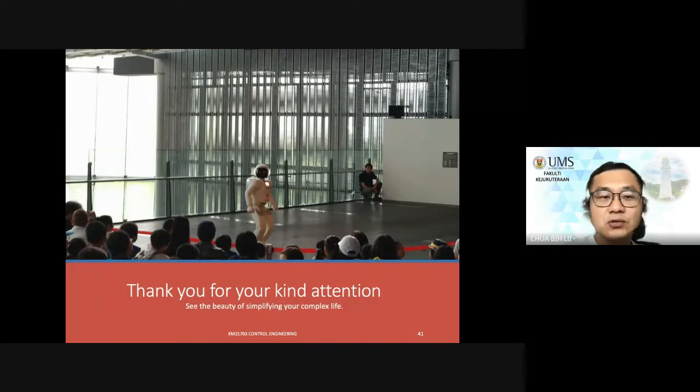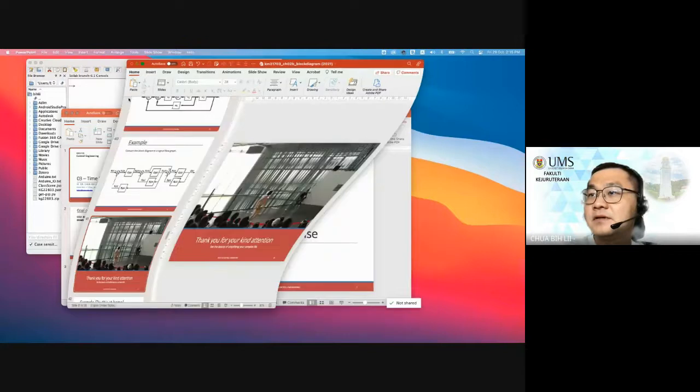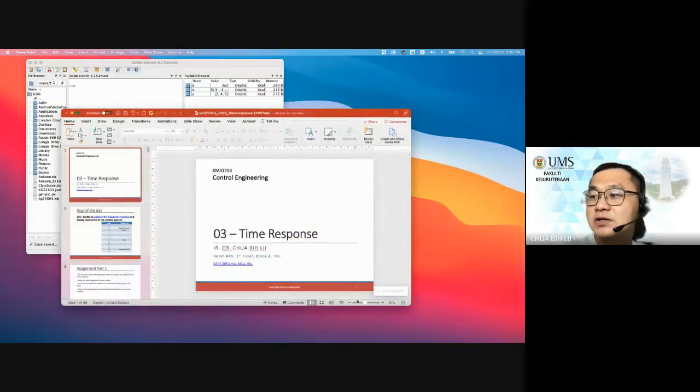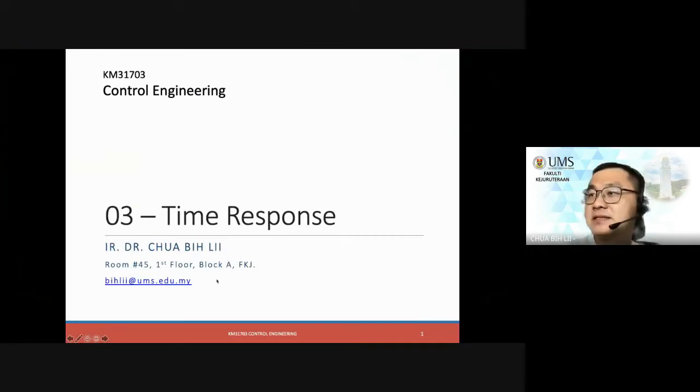Any questions for the block diagrams part and the disturbance while I'm switching to another slide? If not, then we just proceed with the second slides.